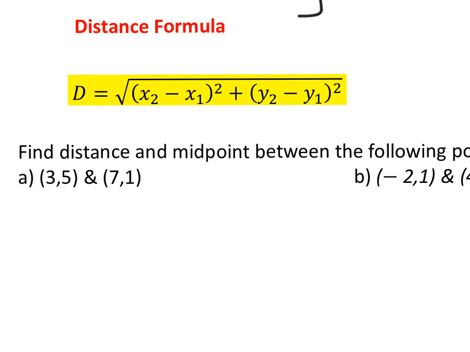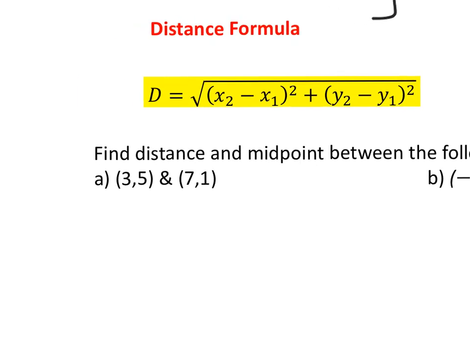So what you're essentially doing is you're taking whatever the x part is of the points, subtracting them and squaring them. Then you take the y parts, subtract them and square them, then add them together. Do not get hung up on, okay, if I have 3, 5, and 7, 1, well, which one's x2, which one's x1? Does it really matter? Yes or no? No.